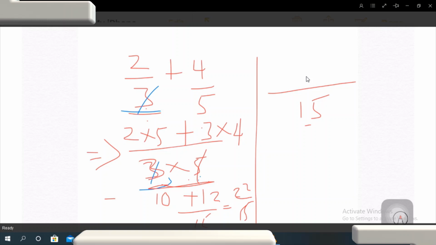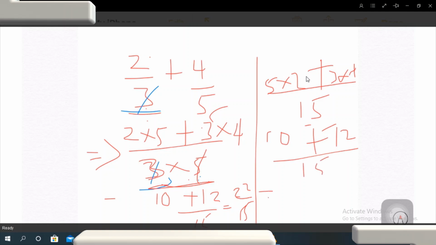So 5 times 2, plus 5 goes into 15 how many times? 5 1s are 5, 5 2s are 10, 5 3s are 15. So 3 times. So that is 3 times 4. 5 times 2 is 10. 3 times 4 is 12 over 15. 10 plus 12 is equal to 22 over 15. So we get the same answer.